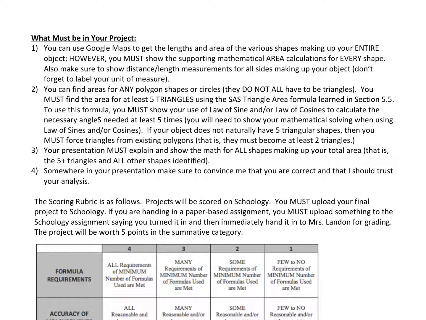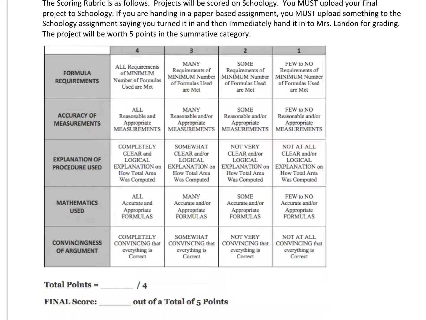As some helpful hints, when you're looking at the rubric that's actually in the project, so here's the rubric down here on how you're going to be graded. It is going to be out of 5 points in total. Everything will be weighted, so each category will be a total of 1 point. Some things to keep in mind on this rubric.